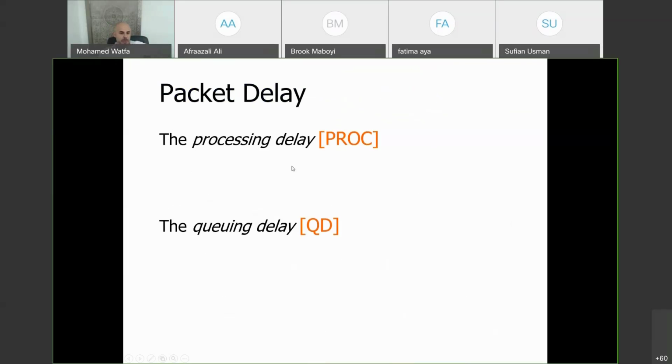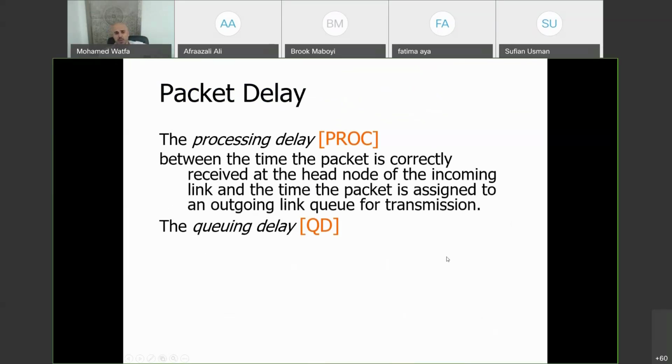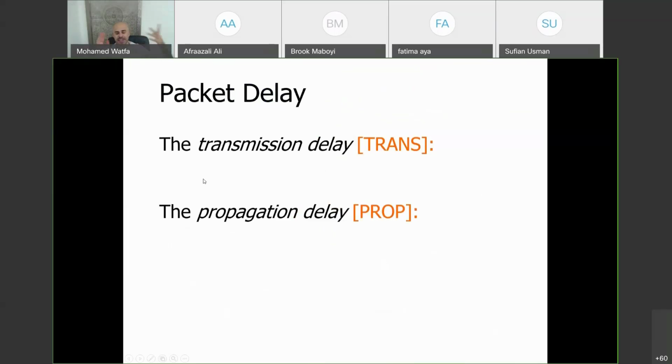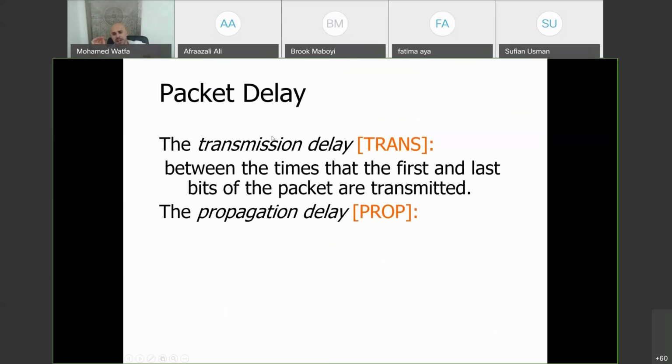So what are the delays? One more time, we have the processing delay, which is the time for me to take your packet and put it in the queue. The queuing delay is the time for me to wait in the queue until all the other packets get transmitted. The transmission delay is the time between the first and the last bits of the packet being transmitted.